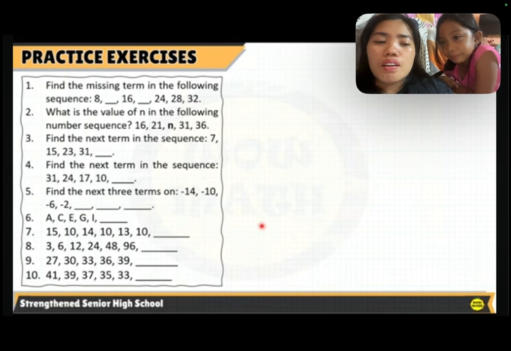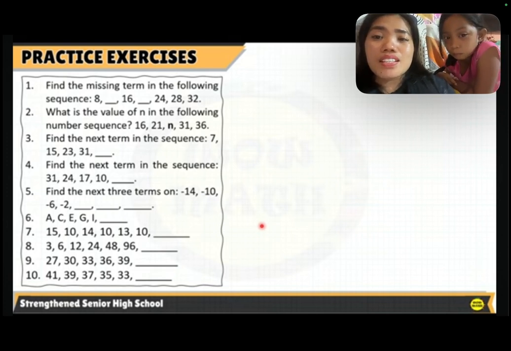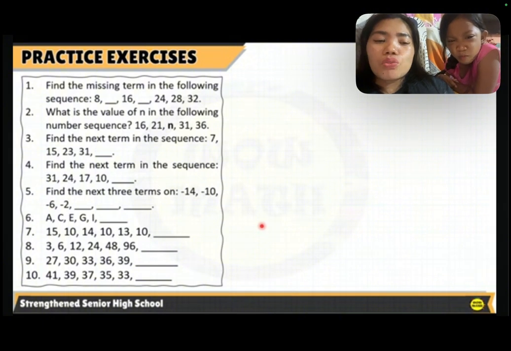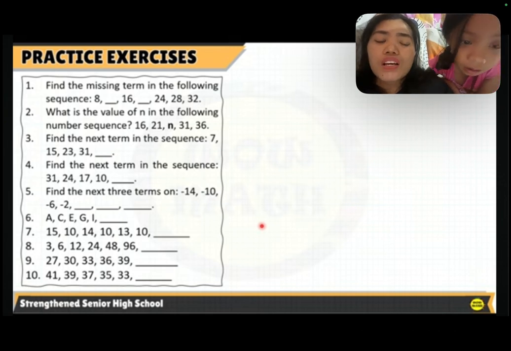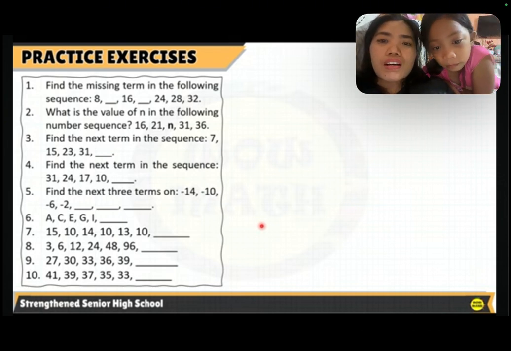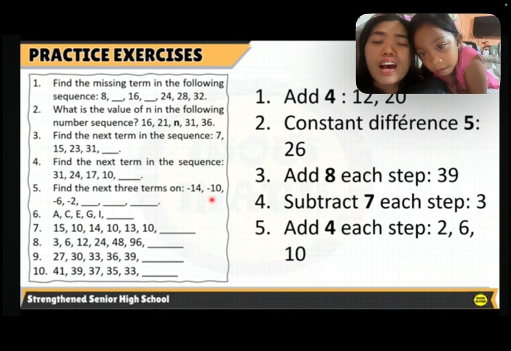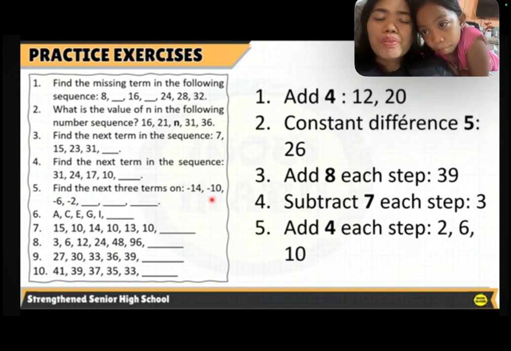Number 8, 3, 6, 12, 24, 48, 96, then blank. Number 9, 27, 30, 33, 36, 39, then blank. Number 10, 41, 39, 37, 35, 33, then blank. Okay, and here's the answer. For number 1, just add 4. So the answer will be 12 and 20.